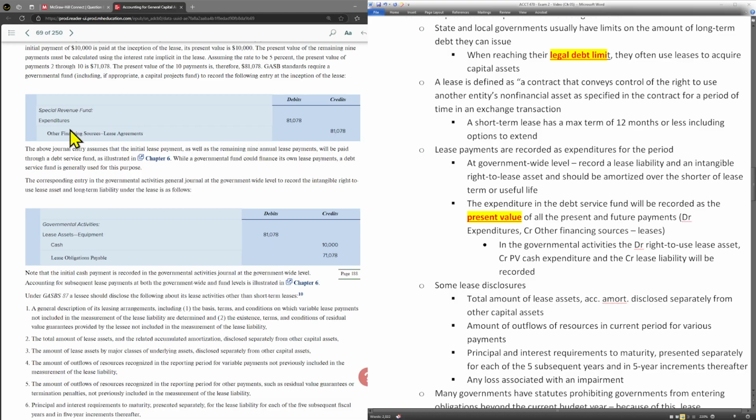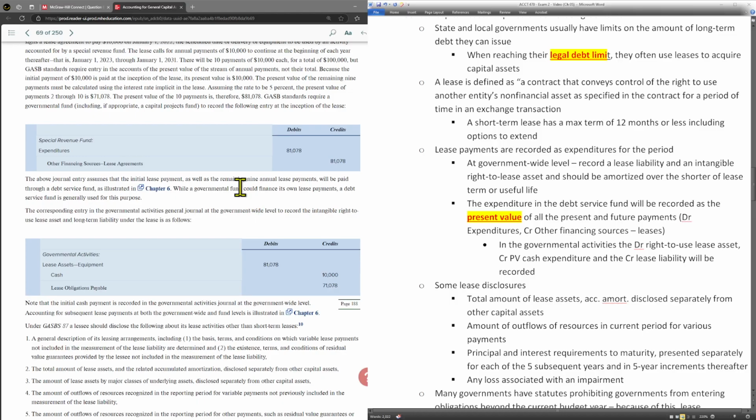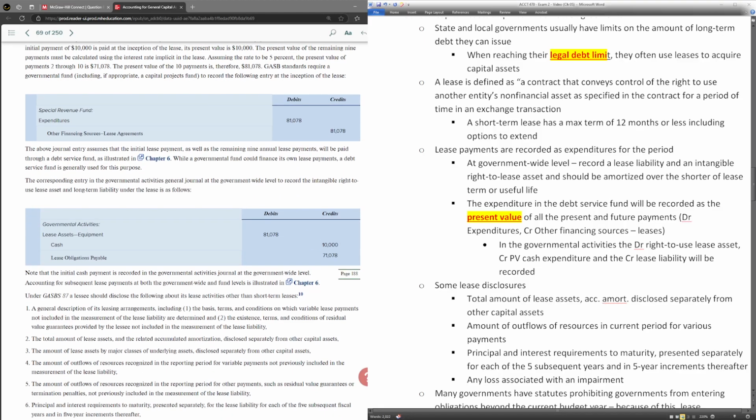Frankly, I would prefer that if you're paying cash for the first payment, the expenditure would show that as well. But that's how it's done in the homework, and we'll see that here in a second. But where does this number come from? If you can read a little bit, it says there'll be 10 payments of $10,000 each for a total of $100,000. So why are we recording 81078? The reason we record 81078 is we record the present value of future cash flows.